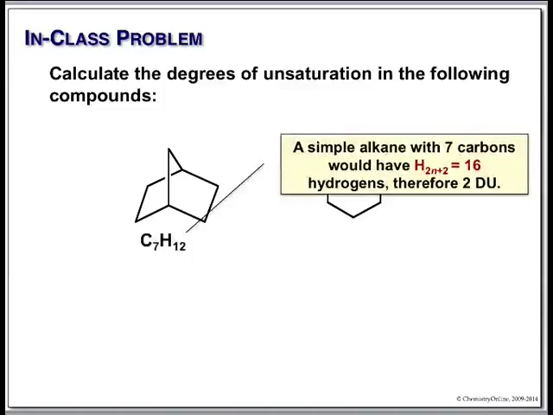Sorry, how are you doing that 16? Where does 16 come from? If we had 7 carbons, N would be 7. 2N is 14, plus 2 more. Oh, so N is the number of carbons.